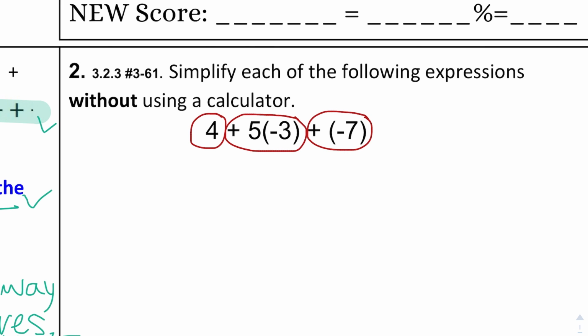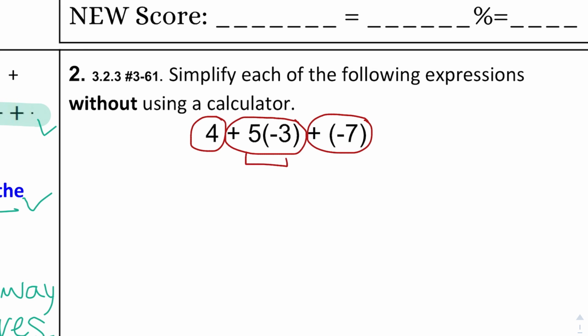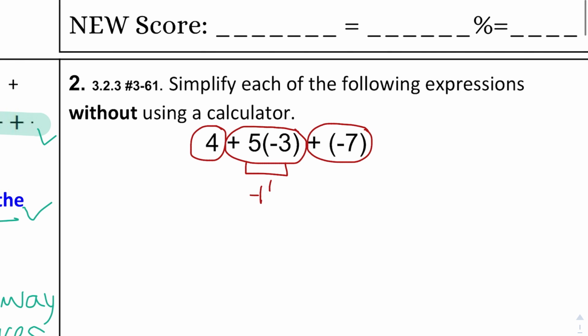The one that you start with is the one that is the most complicated or has an operation within the term, which is 5 times negative 3. This is the part that you were supposed to do first. So what's 5 times negative 3? Hopefully you said negative 15. With negative 15, you copy down the rest so you don't miss anything. So I'm going to go ahead and do that. 4 plus negative 15 plus negative 7.